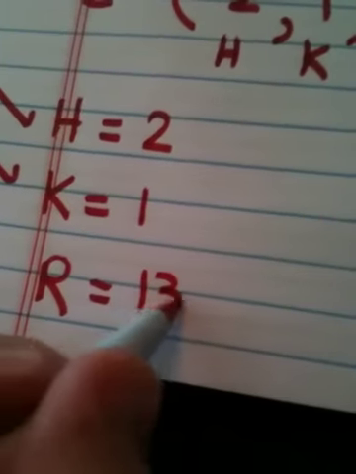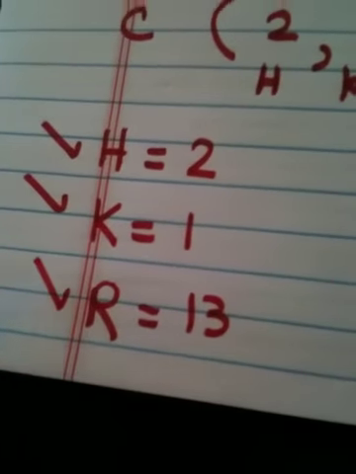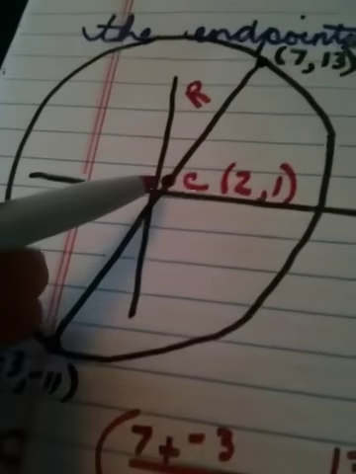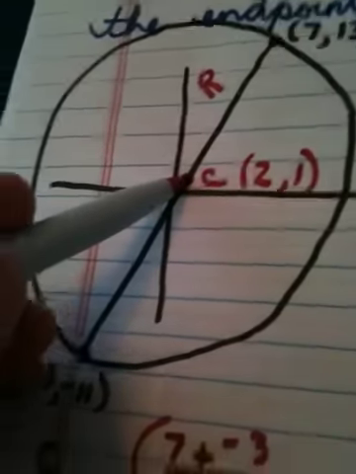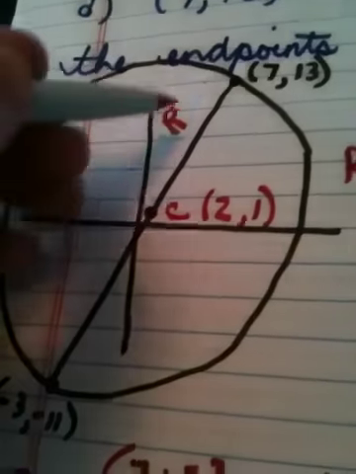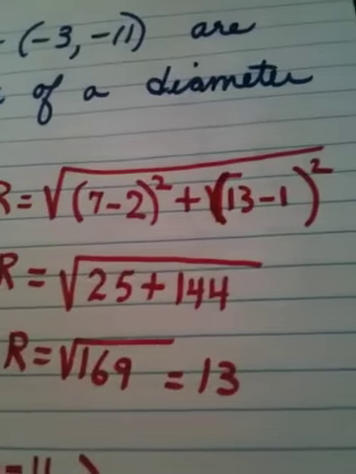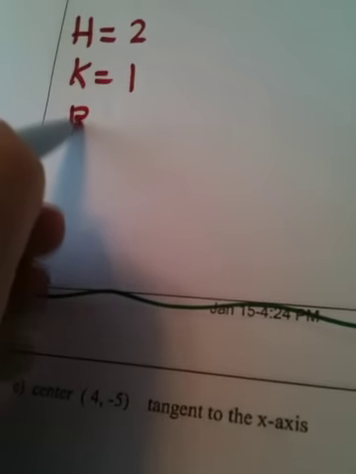Ooh, there was a lot in this problem. So we're not even done. But here's what we did. We used the midpoint formula to find the center, and then we used the distance formula to find the length of the radius. You got me? So 2 important things we did. But now when I go back to my problem, I know that h is 2, k is 1, and r is 13.